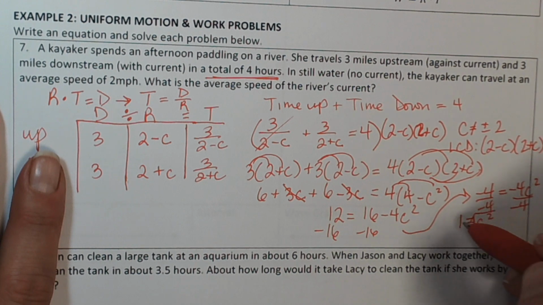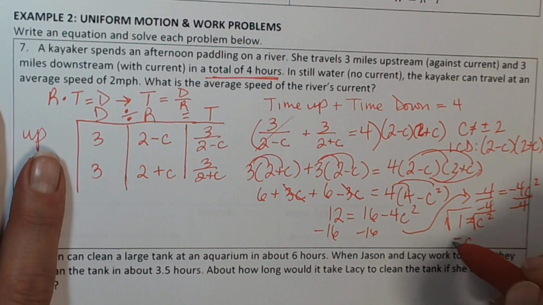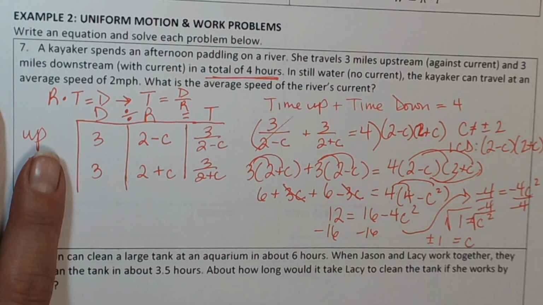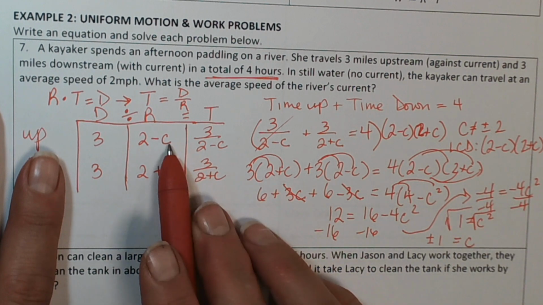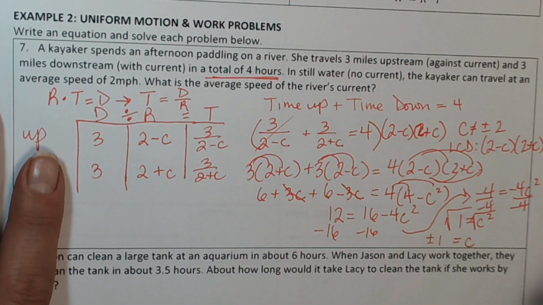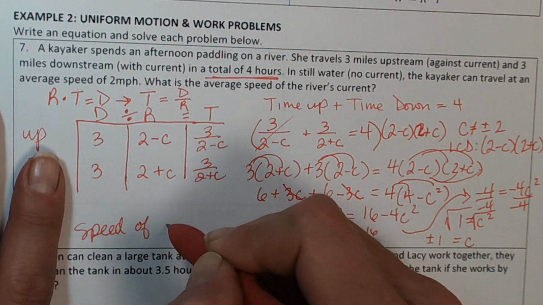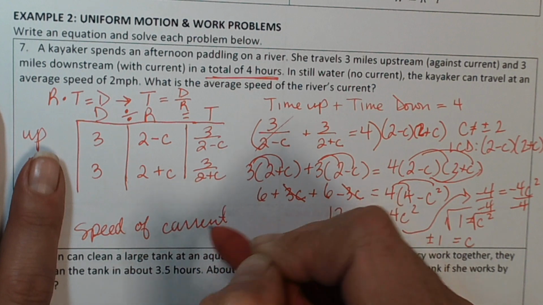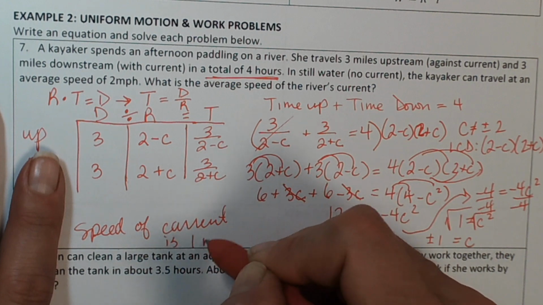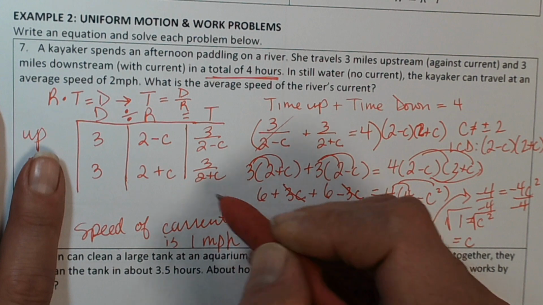And then we would take the square root. Remember, when we take a square root, we're going to put a plus or minus with it. Now, obviously, if we are talking about rate, we're not really going to have a negative, but I guess it kind of does work out because we're adding 1 and subtracting 1. So we can see that the speed of the current is 1 mile per hour.